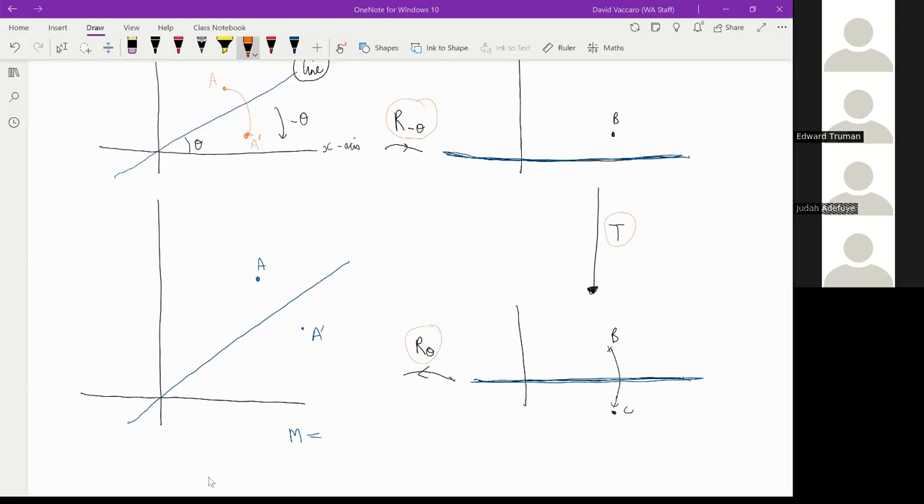So what we've done is we've got our line, we've reflected, so it's the axis, we've reflected, and then we've rotated back. So we've done an inverse rotation, a reflection, and then a rotation.